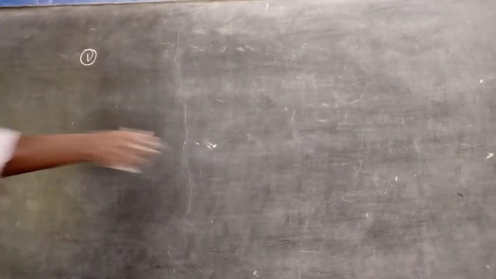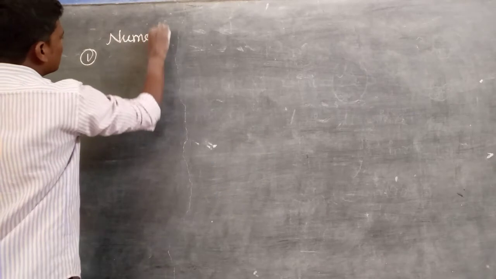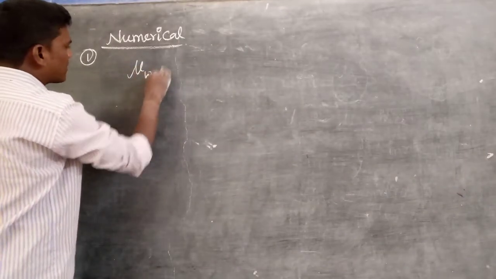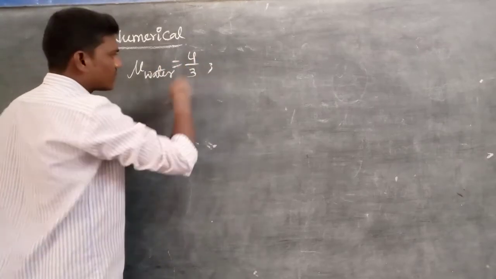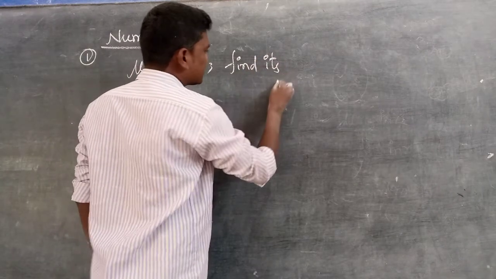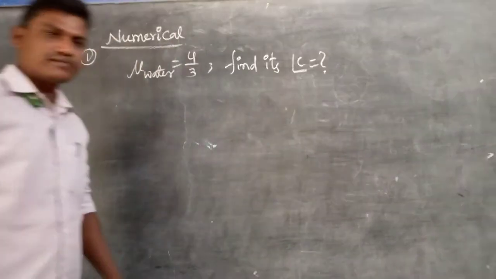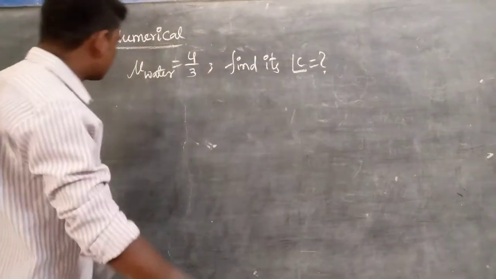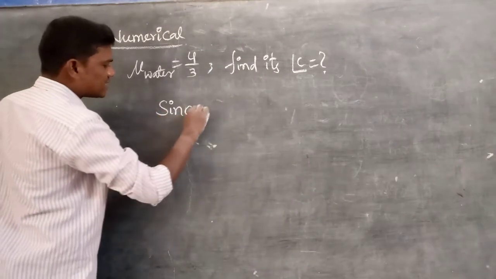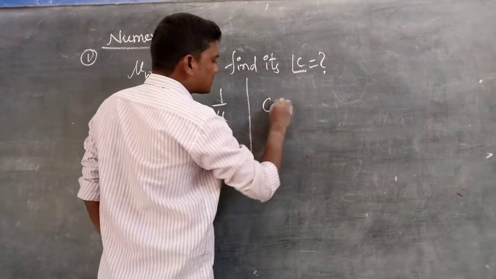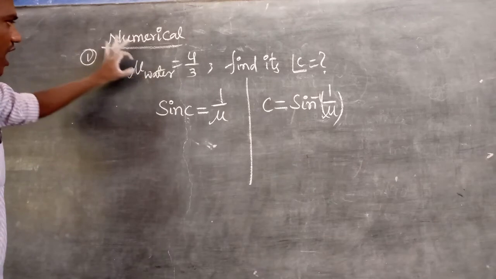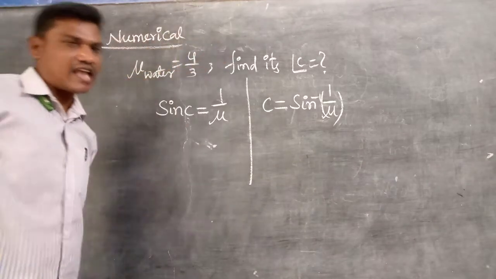Now we will discuss a simple numerical about the critical angle. The refractive index of water is 4 by 3. Find its critical angle. Listen very carefully. So the refractive index of the medium is 4 by 3. Find its critical angle. What is the formula? We know that sin C is equal to 1 by mu, or we can use C is equal to sin inverse 1 upon mu. Either one you can use.